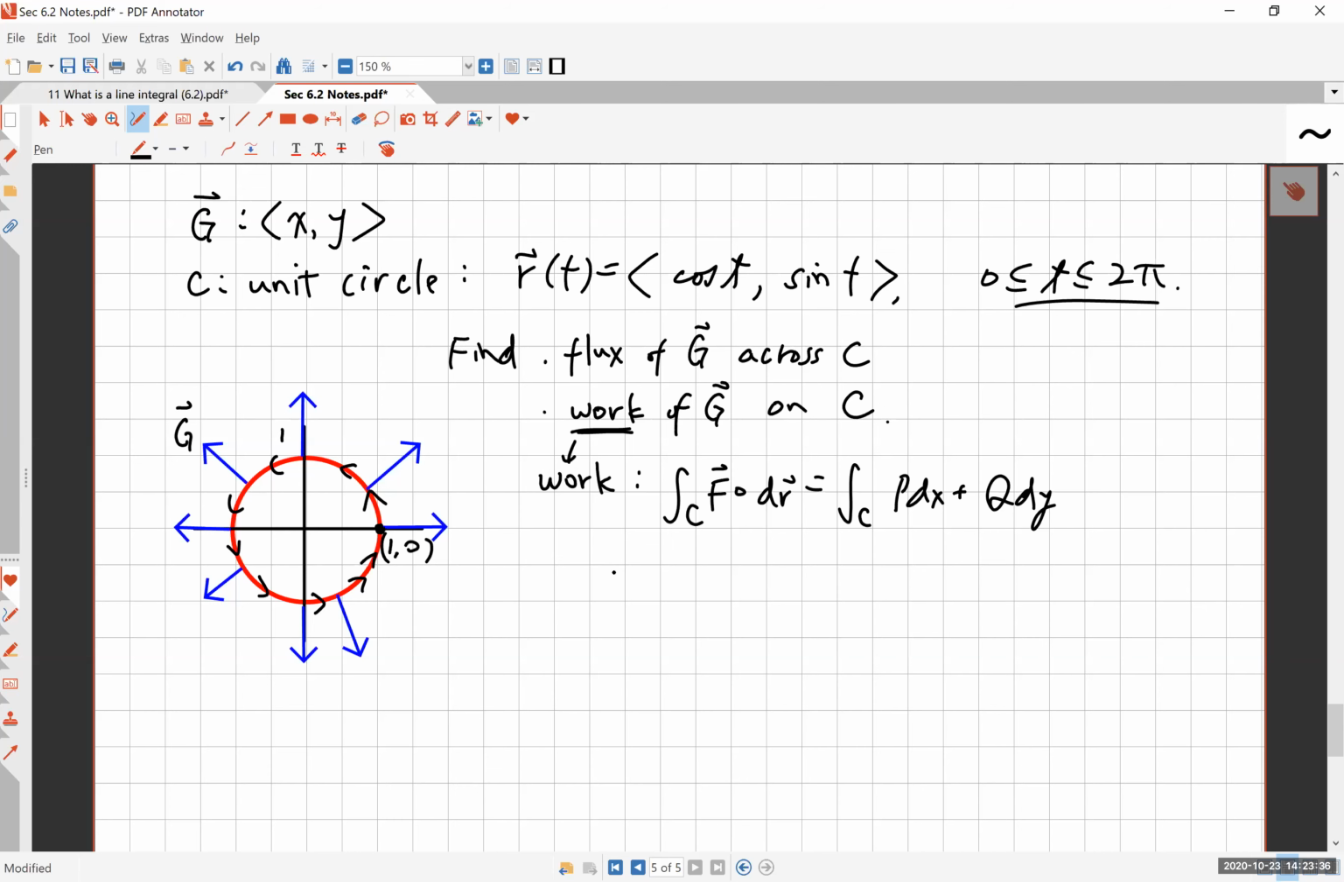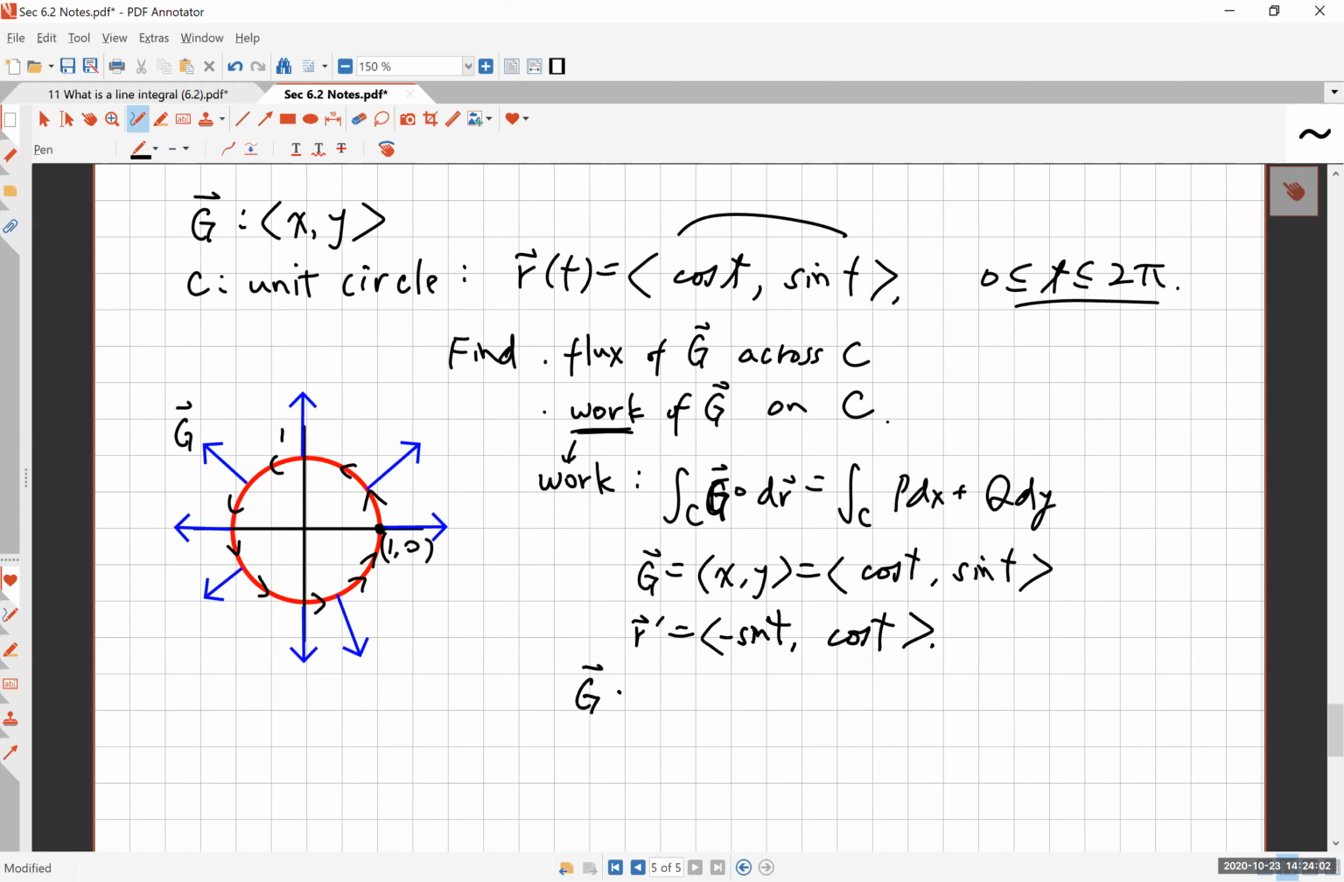So this is G, by the way. And you know what G is? G is just x, y. If you use the parameterization, this is cosine t, sine t. And then dr, or I should say r prime, you take the derivative of this, it's negative sine t, cosine t, right? So if you take the dot product of these, you see what you get? Negative sine t cosine t plus sine t cosine t, and you get 0.